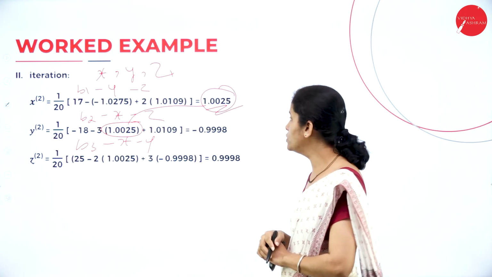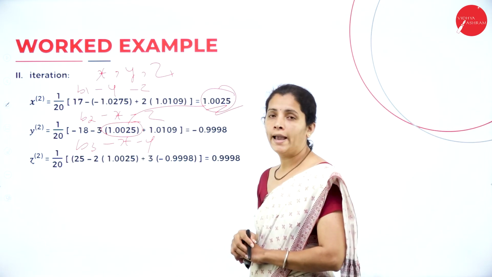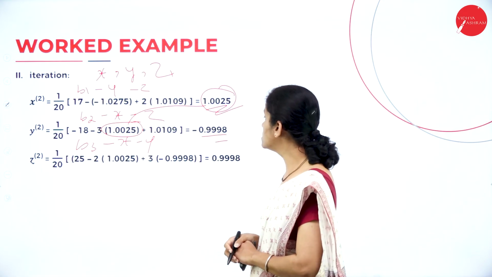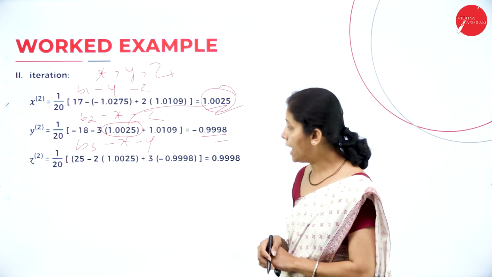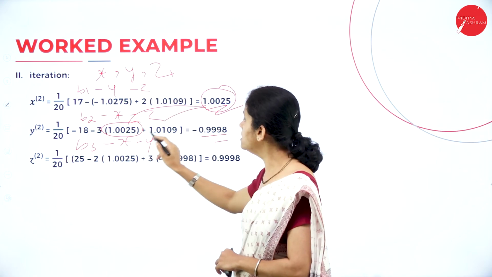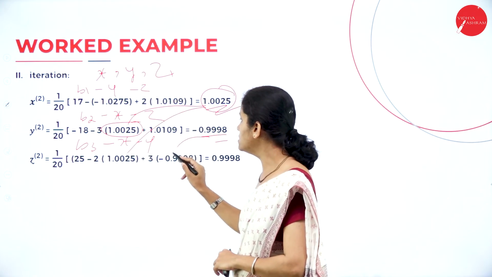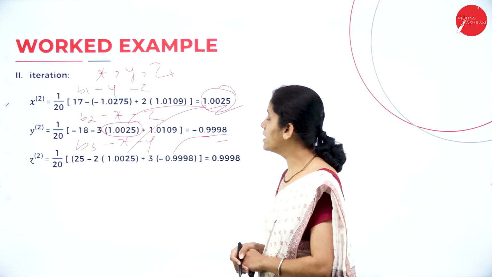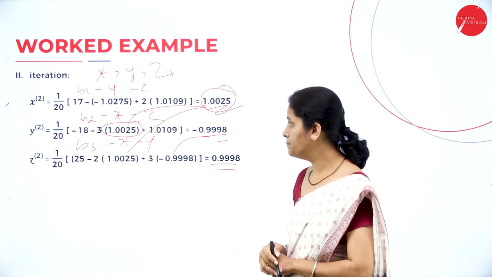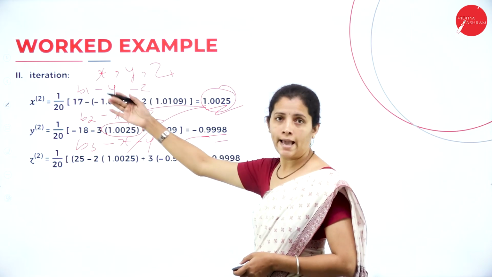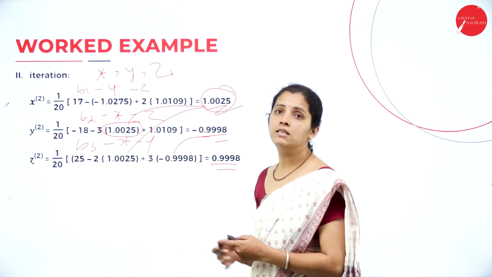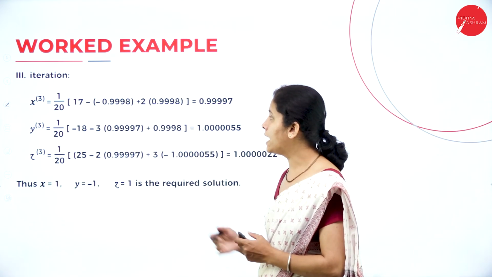When I substitute the b2 value, x value as well as z value, I'm going to get the answer, that is minus 0.9998. And for z, see here, I'm going to consider this x value and this y value. When I calculate, I'm going to get the answer 0.998. Now I got the new x value, y value as well as z value.